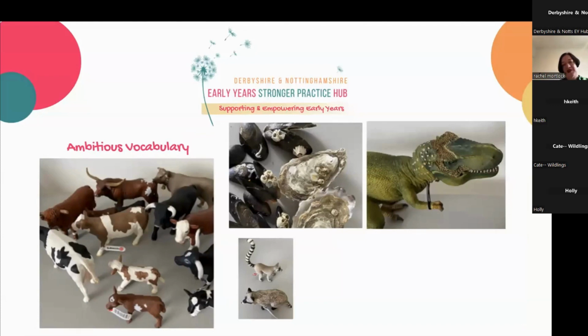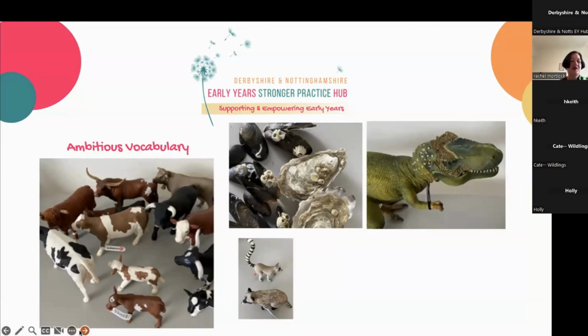About the need for that ambitious vocabulary, I talked about a cow not being a cow, about having different animals, a ring-tailed lemur, looking at the pattern in terms of that. We're going to look at dinosaurs in a minute. Different shells, so we've got oysters and mussels, and they've got limpets on them as part of that.